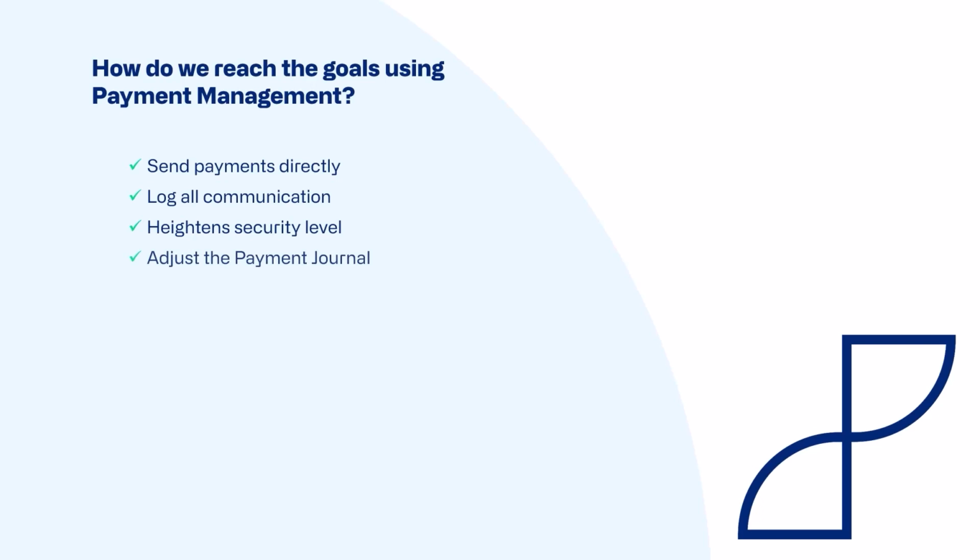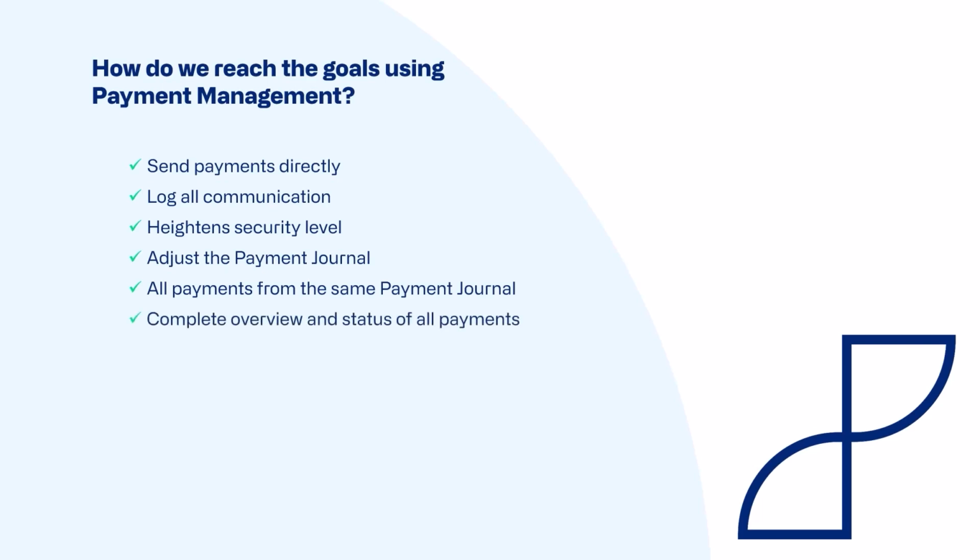You can adjust the payment journal to work the way you want every time. You can make all payments from the same payment journal with regards to different currencies from different accounts, but also to vendors, employees, as well as customers. You have a complete overview of every payment and also the status they have in the bank.